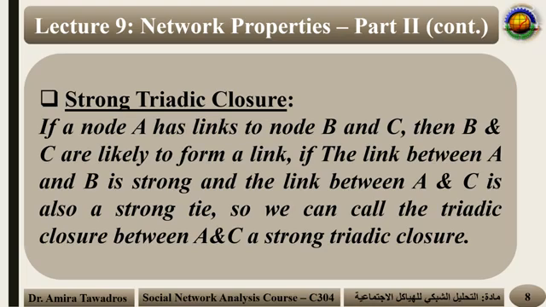However, we can say that node A will violate the strong triadic closure if there exists a strong tie between A and B and a strong tie also between A and C, and no triadic closure is created between B and C. In this case, we say that node A will violate the strong triadic closure that we have discussed now.